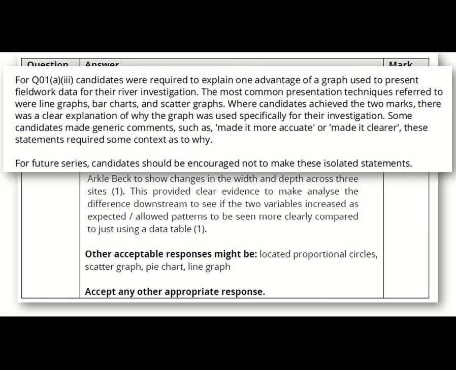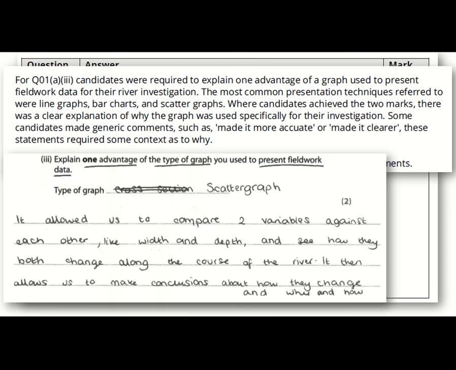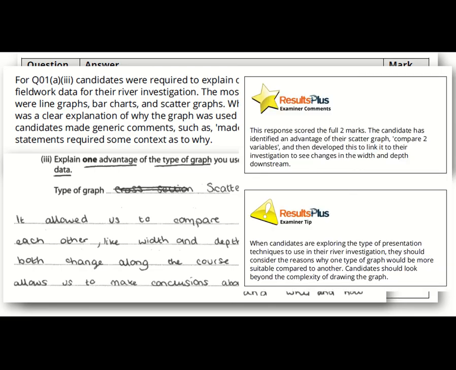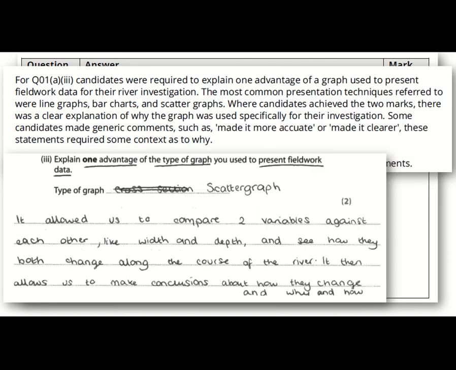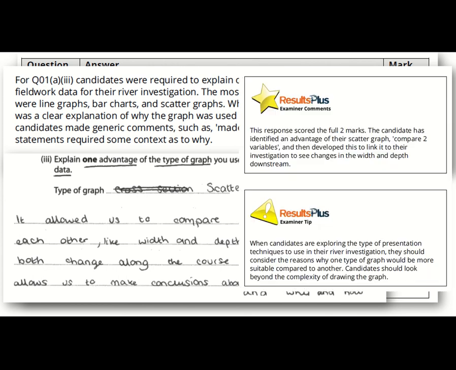Here's the examiner's report. Read through that while you're pausing the screen. And here's an example of a pupil's answer, which nicely for us links to a scatter graph. It got 2 marks, and this tells you why it got 2 marks. If you want to see the answer, pause the screen, and if you want to see why it got the marks, unpause the screen, and I'll leave that one on there for you.